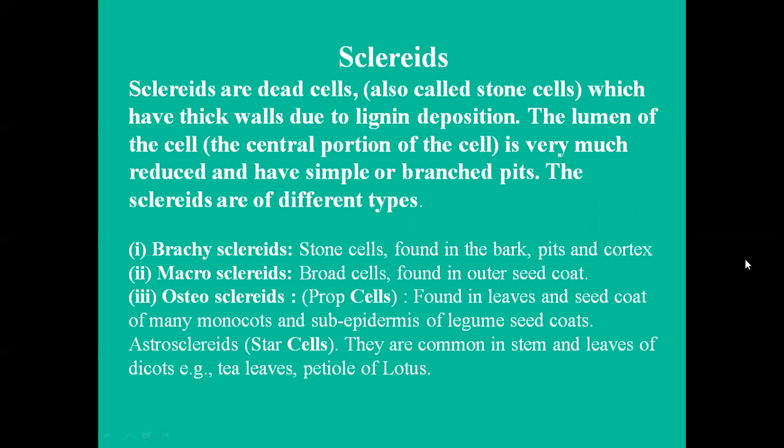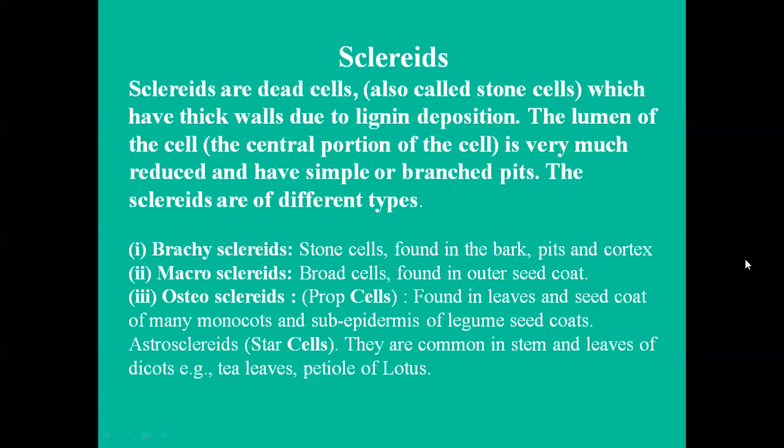Sclerites. Sclerites are dead cells. They are also called as stone cells, which have thick walls due to lignin deposition. The lumen of the cell, that is the central portion of the cell, is very much reduced and have simple or branched pits. The sclerites are of different types.